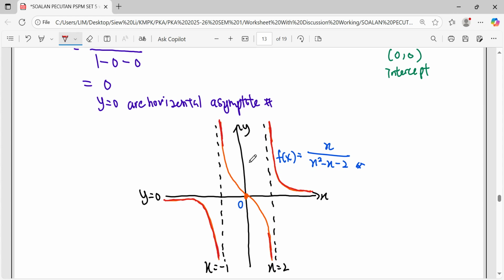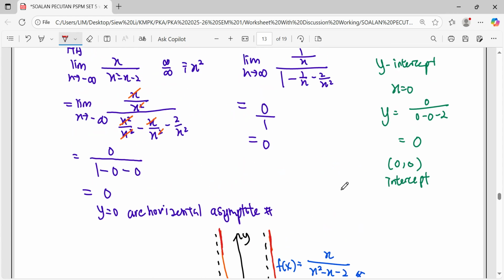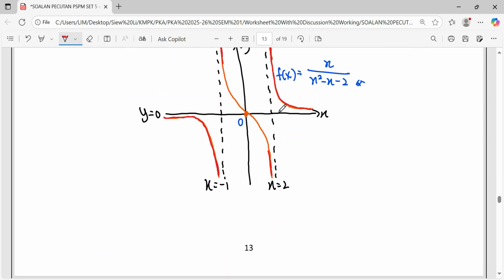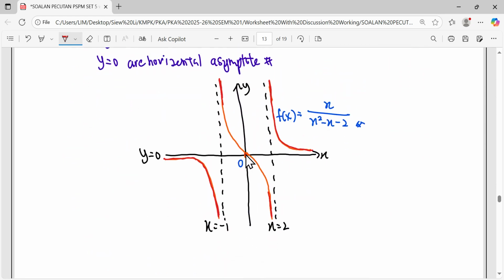My graph passes through the y-axis. So therefore, we calculate the y-intercept. When x equals 0, I substitute, and I notice that the y-intercept is 0, the origin. The origin will be the intercept. So therefore, I make sure the graph passes through here. Then we join from the left hand side, one part joining to another part, forming the curve like this.